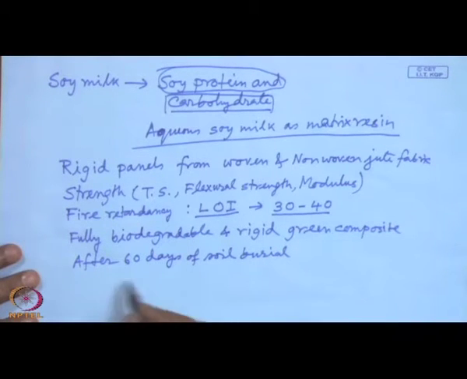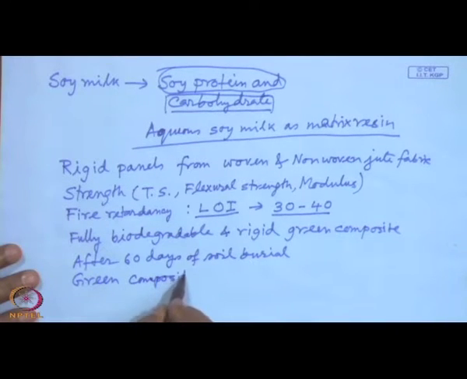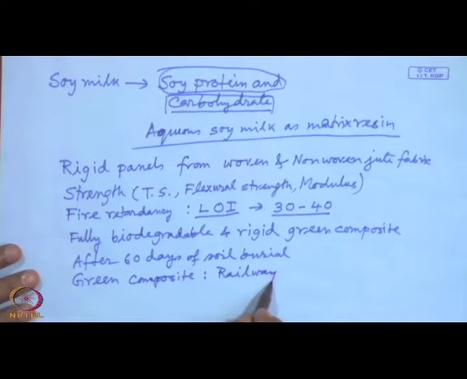So, we have focused this product as green composite or biodegradable composite for use in railway coach interior wall covering.